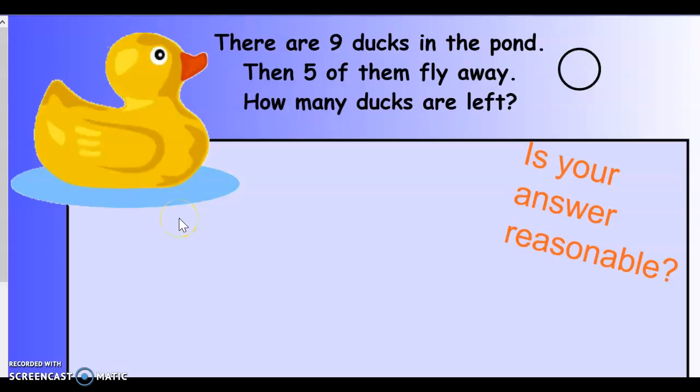Okay, let's try another one. There are 9 ducks in the pond, then 5 of them fly away. This time we have to figure out how many ducks are left, and we have to make sure our answer is reasonable. So I'm going to talk to you about that more in a second, but first, let's get those ducks on the pond. So we need 9 of them.